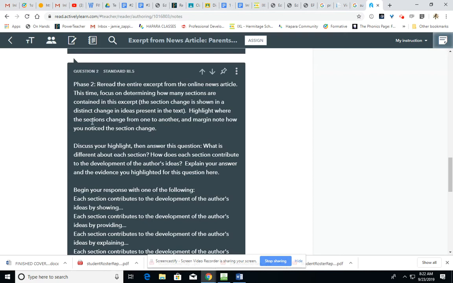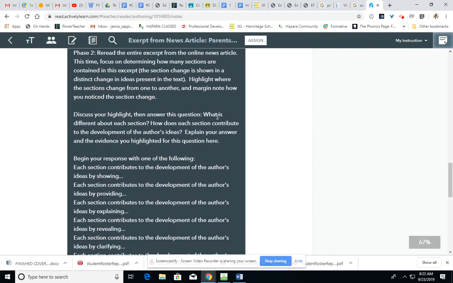And I want you to highlight where you think that section changes from one type of idea to another type of idea within this section that we're reading. There's a distinct shift in thought process between the two parts I have given you. I want you to margin note how you notice that change in ideas when you read over it. Okay, so after you figure out where that distinct shift or change in the ideas occurs, I want you to discuss that with your group and then answer this question.